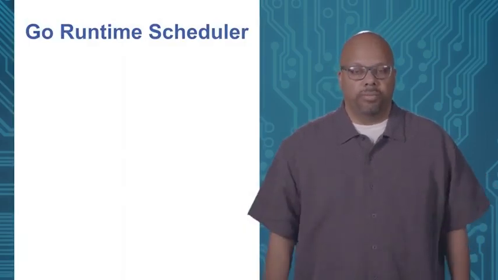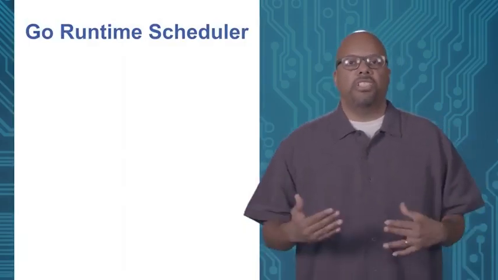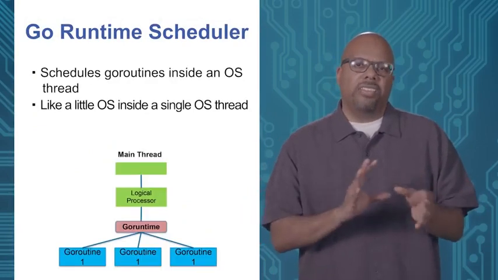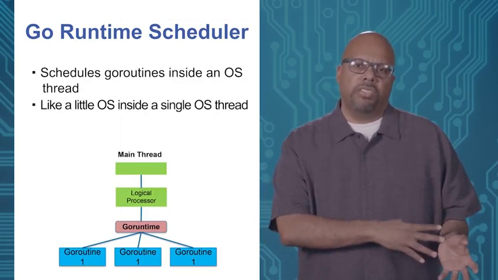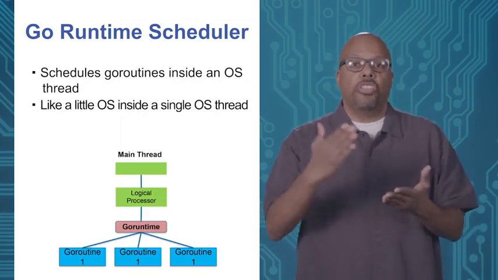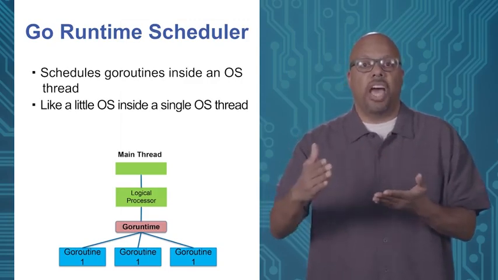So that process of doing the switching, determining which Go routine is executing at what time, that scheduling process, is done by what's called the Go runtime scheduler. The Go runtime scheduler does scheduling within an operating system thread. So you see how the scheduling task is sort of separated between the operating system and the Go runtime scheduler. The operating system schedules which operating system thread runs at a time.